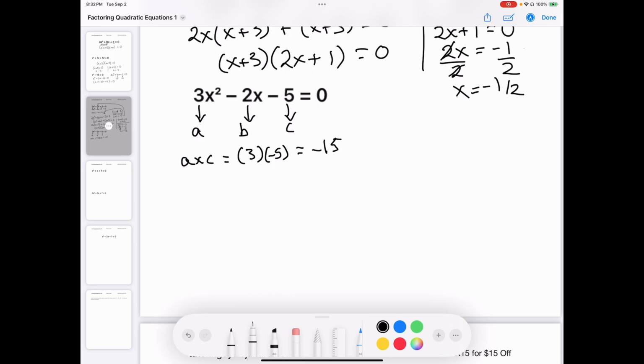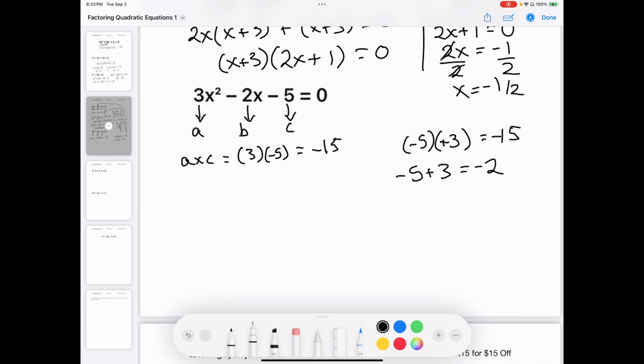Remember, we need two numbers that when you multiply them, they evaluate to negative 15, and when you add them up, they add up to negative 2, the B term. Two numbers that can do that are negative 5 and positive 3. When you multiply them, they come out to negative 15, and if you add them up, negative 5 plus 3 comes out to negative 2.